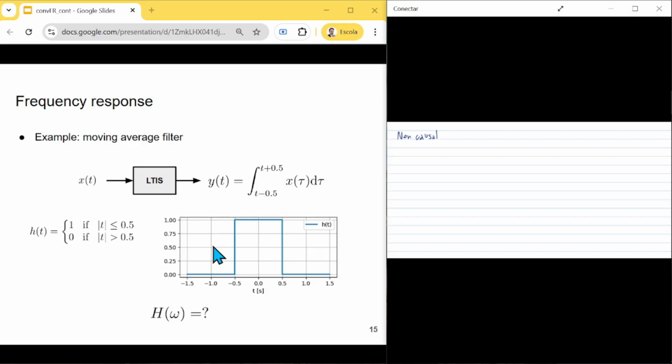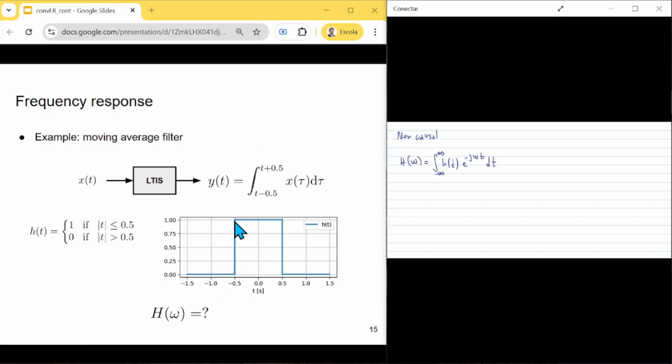This is why I prefer to show this example. Okay, let's put this inside the formulation of h of omega. So the frequency response is the result of this integral, h of t e to the minus j omega t dt. Notice that we're integrating across t, so t shouldn't appear in our resulting formulation. We should find a function of omega. So we hope not to see t in the result.